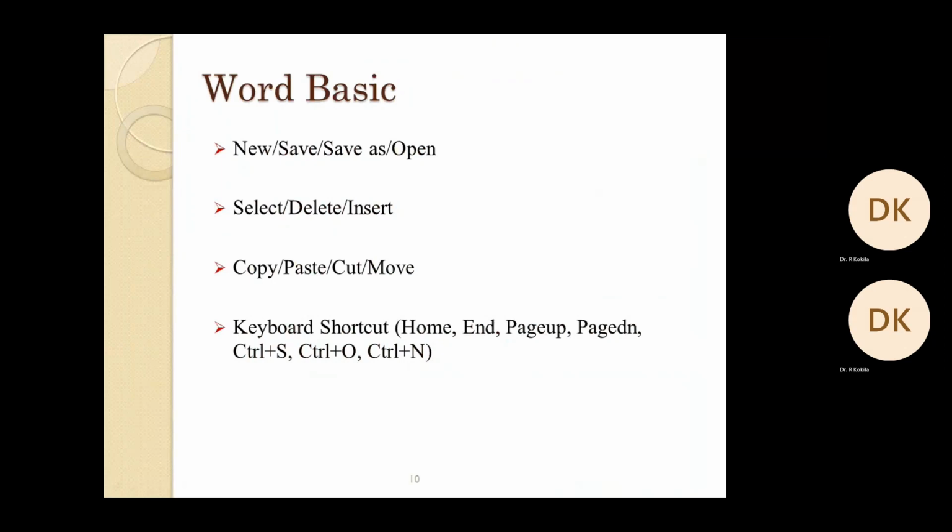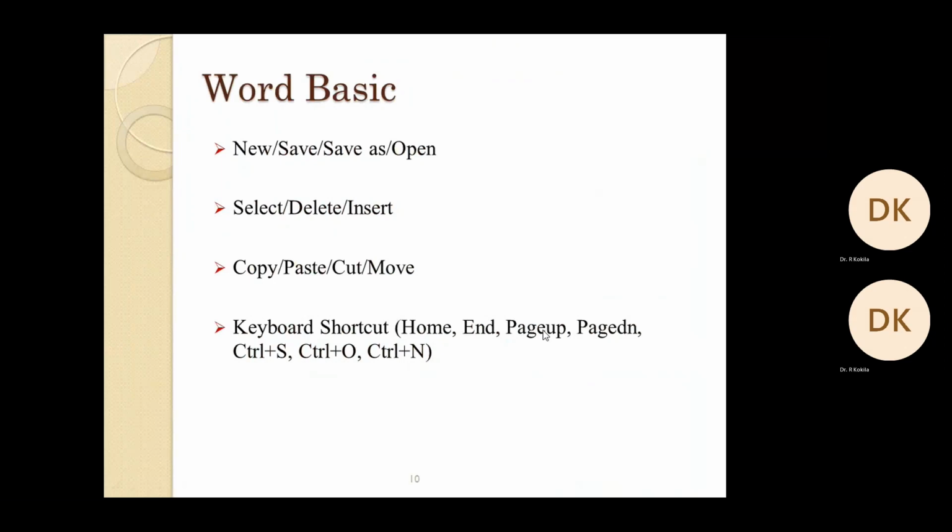Some of the shortcuts here: Home means it will go to the first page in the Word document. If you press the End button, what will happen? That will go to the end page. These buttons are available on your keyboard itself. Home, End. Page Up means it will go to the previous page. Page Down means it will go to the next page.